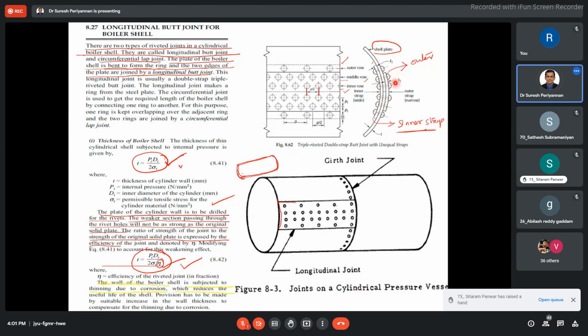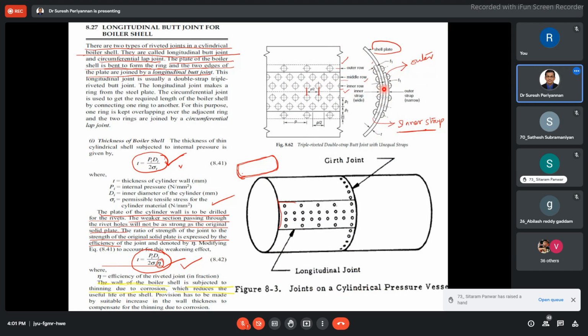Suppose in our boiler joints, a long butt joint, we are using two strap plates. If the two strap plates are not the same width, then some of the rivets will be in single shear and some in double shear. If the inner and outer strap plates are the same width, then all the rivets will be in double shear. You may expect this kind of question.